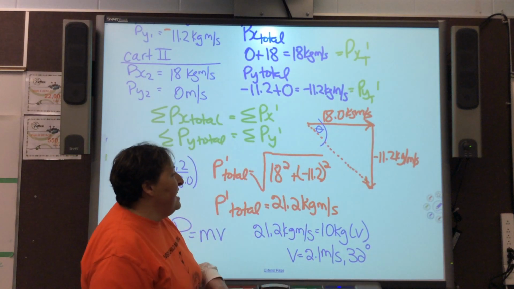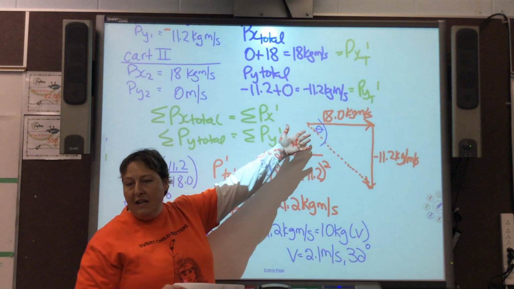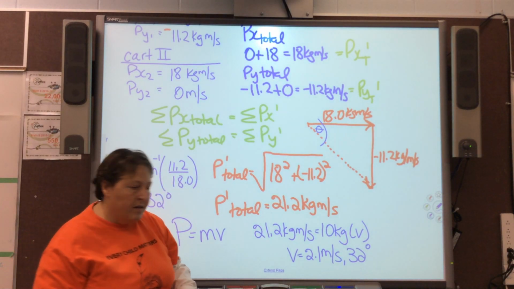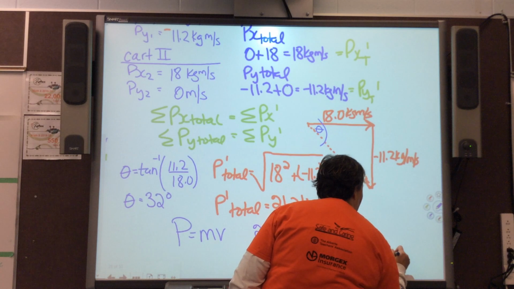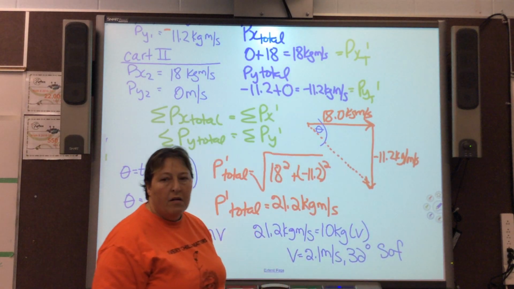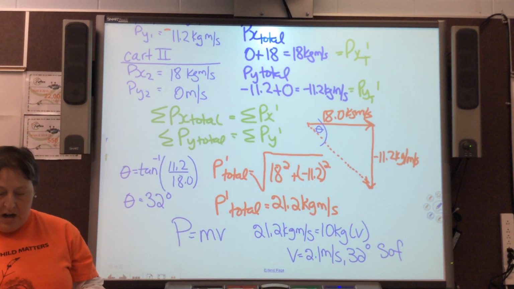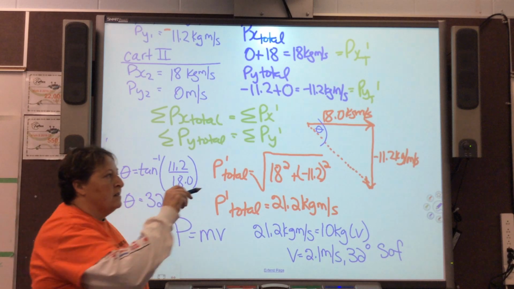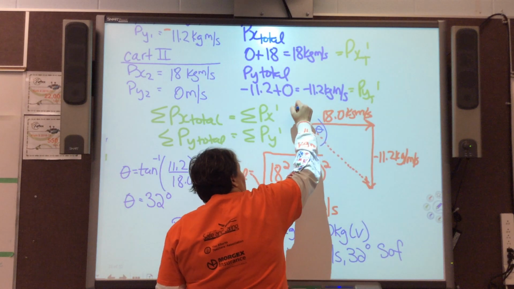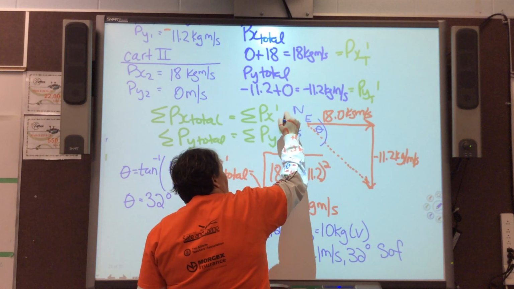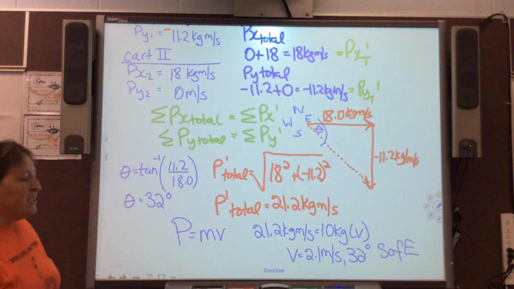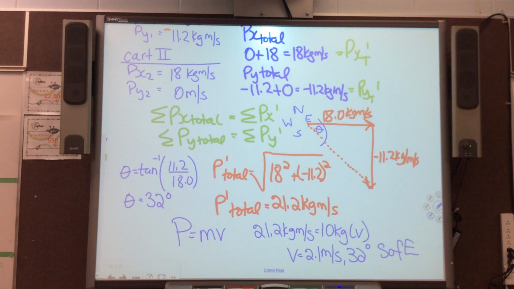And what do we call this angle? What direction do we write this as? South of west. Fifty-fifty chance of getting it right, Jaden. No, oh, south of east. Okay, so your answer is 2.1 meters per second, 32 degrees south of east.